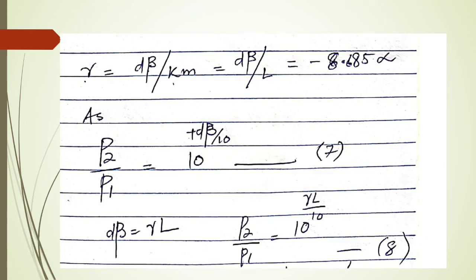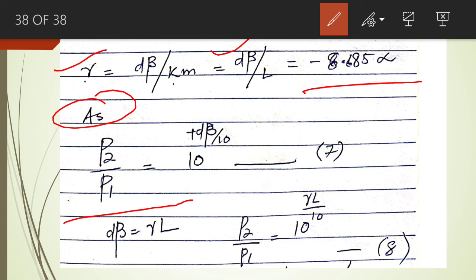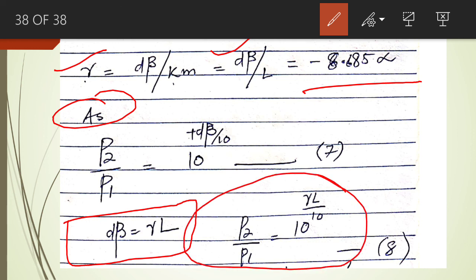This dB by L is represented by gamma, and dB per kilometer will be equal to minus 8.685 alpha. We also know that P2 by P1 will be equal to 10 raised to power dB by 10. If I put the value of dB in equation number 7, dB is gamma L. So P2 by P1 will be equal to 10 raised to power gamma L divided by 10. And this equation is known as Beer's law. Thank you so much.